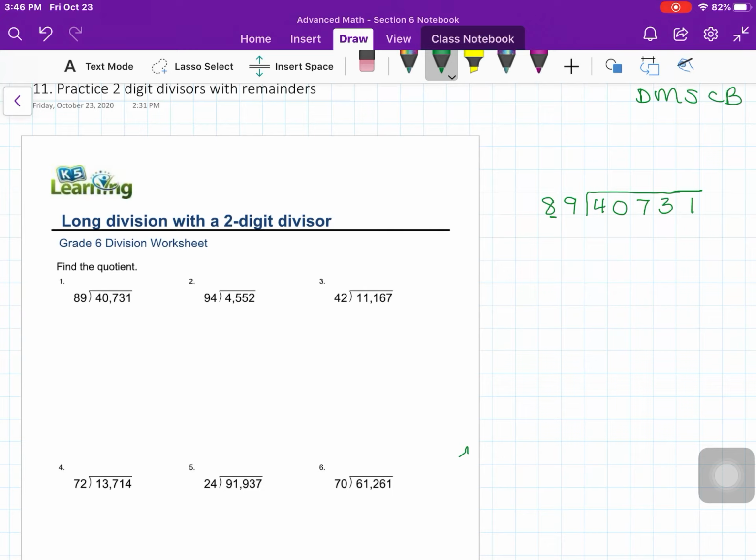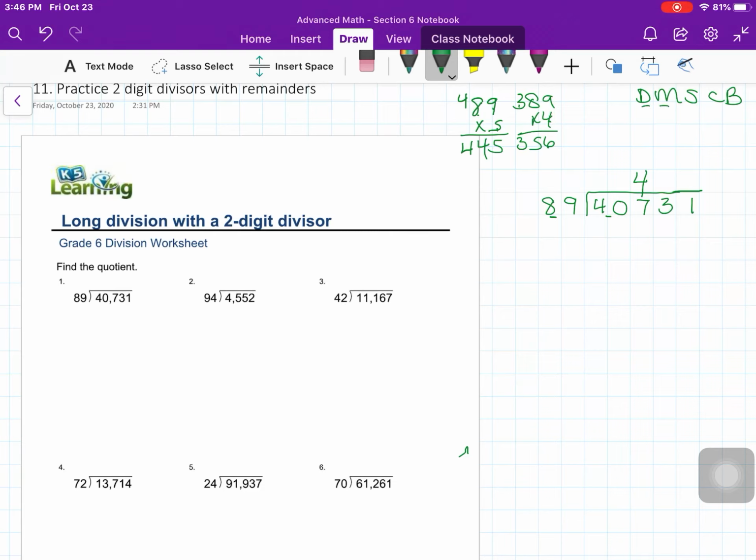Well, 8 into 40 would be 5. So let's try that. 89 times 5. 9 times 5 is 45. 5 times 8 is 40, plus 4 more is 44. That's a little too big, so let's try 89 times 4. 4 times 9 is 36. 4 times 8 is 32, 33, 34, and 35. That should work. So 89 goes into 407 4 times.